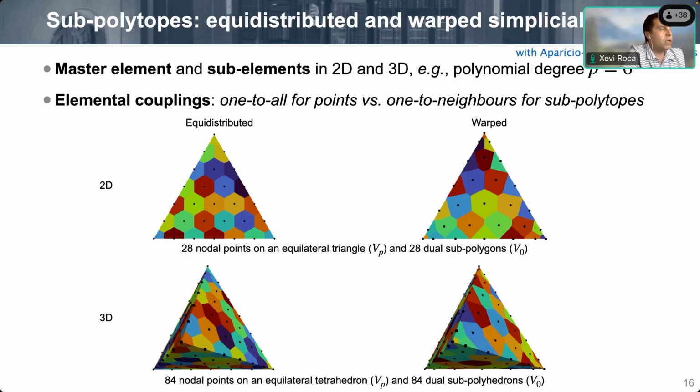Let's do the same in 3D. You go from a nodal point coupled with all the nodal points, so 1 against 84, and for the cells, what you will have is more or less, on average, because you have different regions on the tetrahedron, something like 24 polyhedra around the central polyhedron. So this is what's going on: 1 against 84 to 1 against 25. And this is how you reduce the number of non-zeros in your system. Next slide, please.